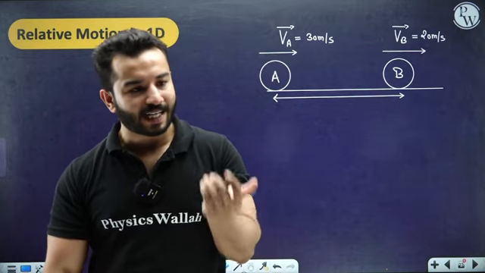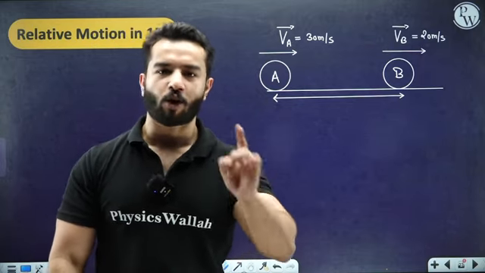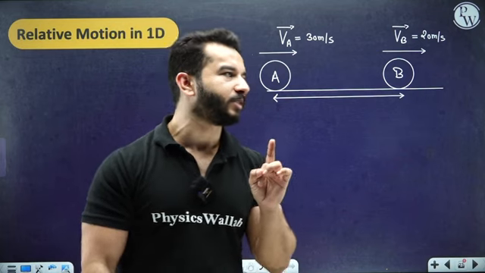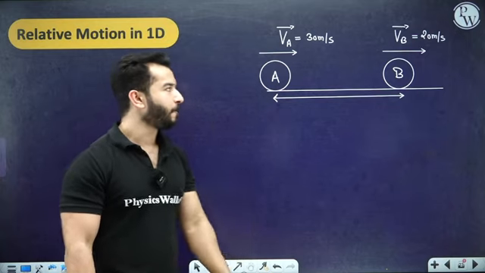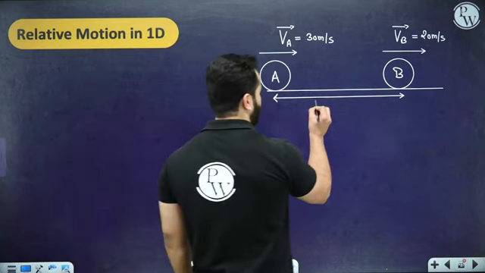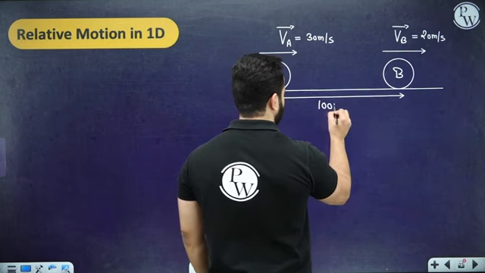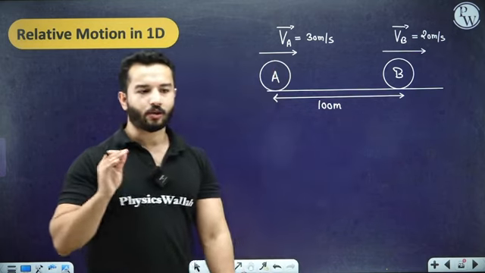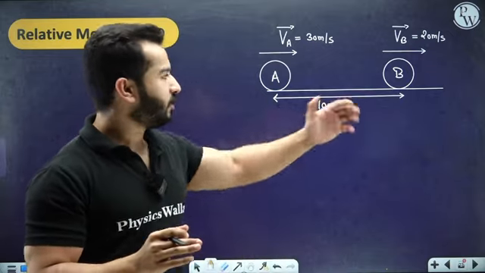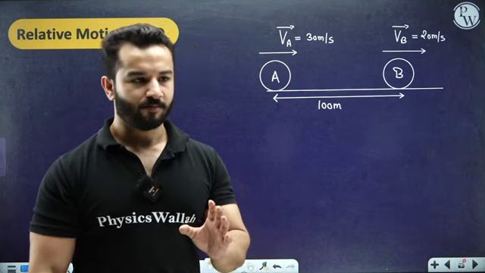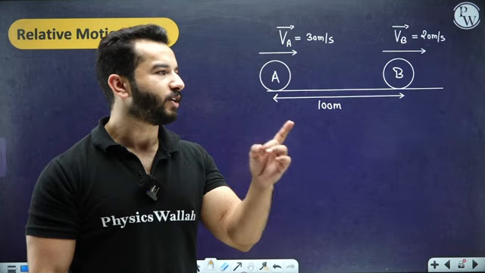First, let's understand this with a trick, then we'll talk about all the mathematical equations, and we are going to write the relative motion equations and all of those things, right? Let's suppose that the initial separation is 100 meters, and I want you to calculate the time after which A will overtake B. Find out the time, and also we can find out the position.